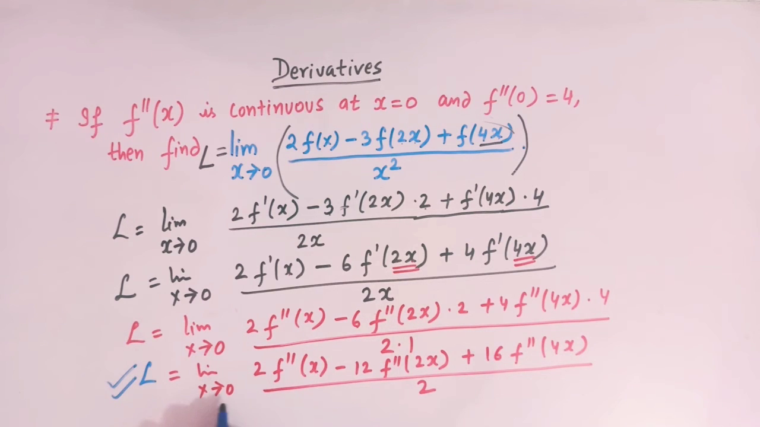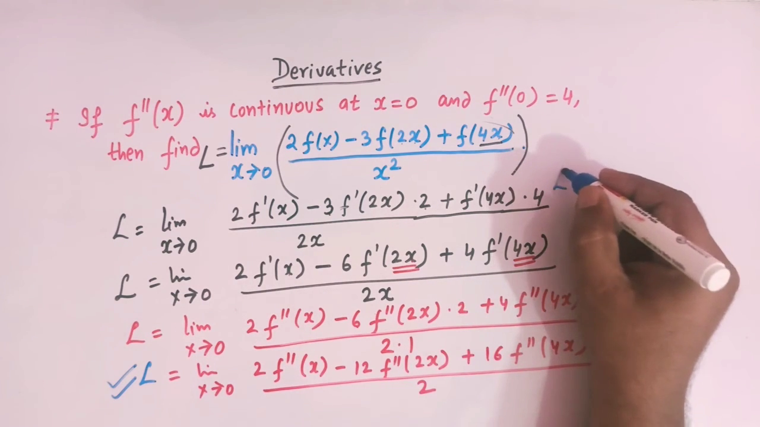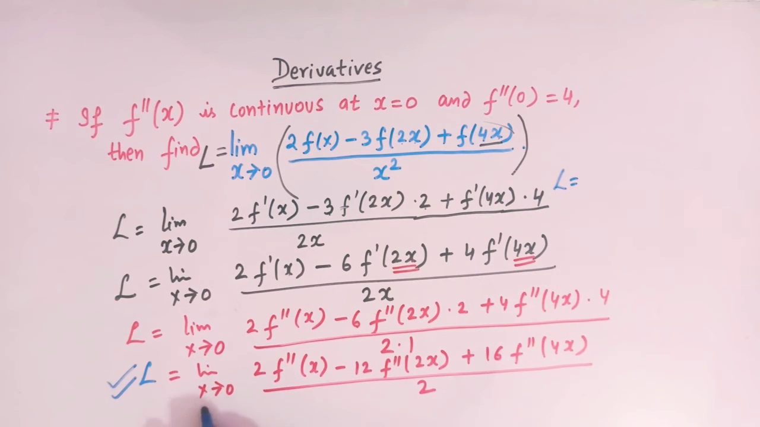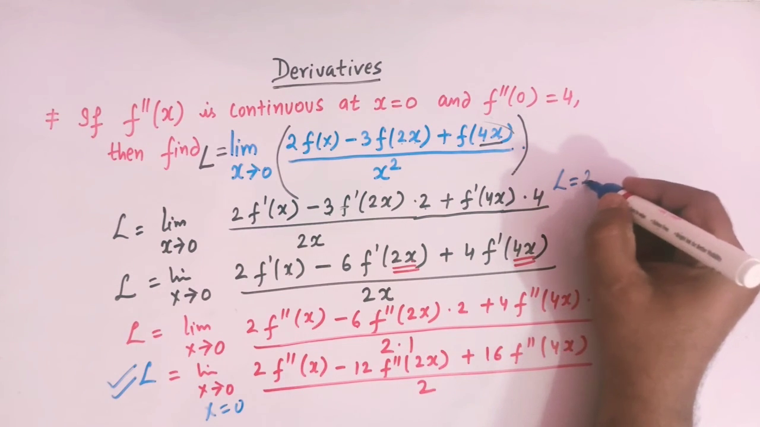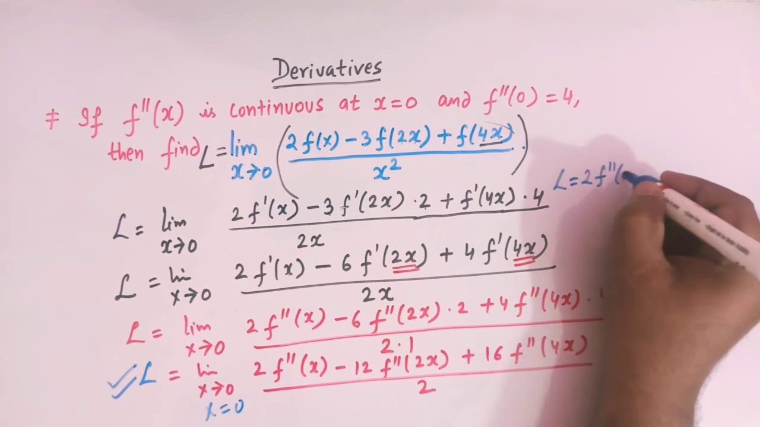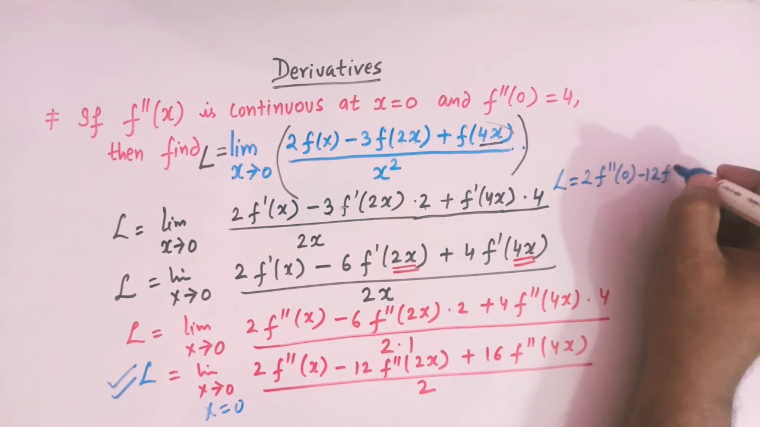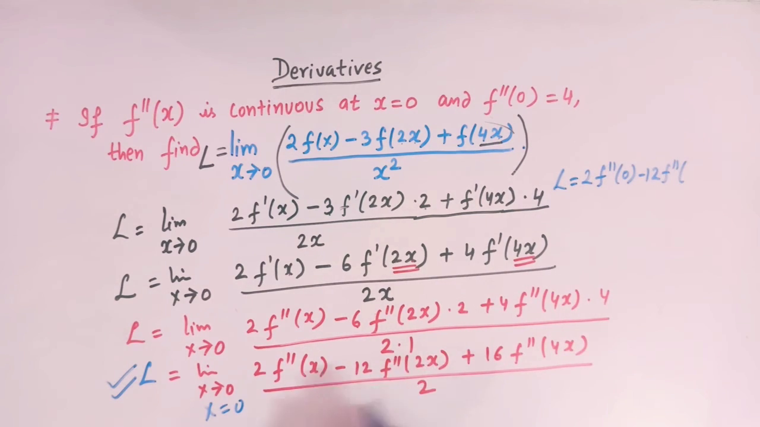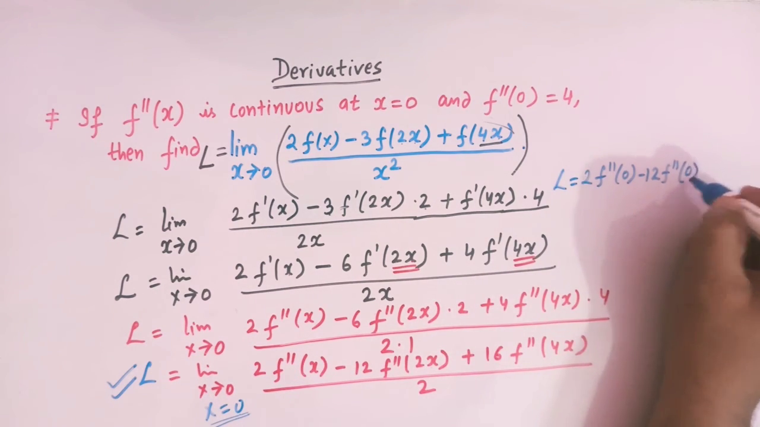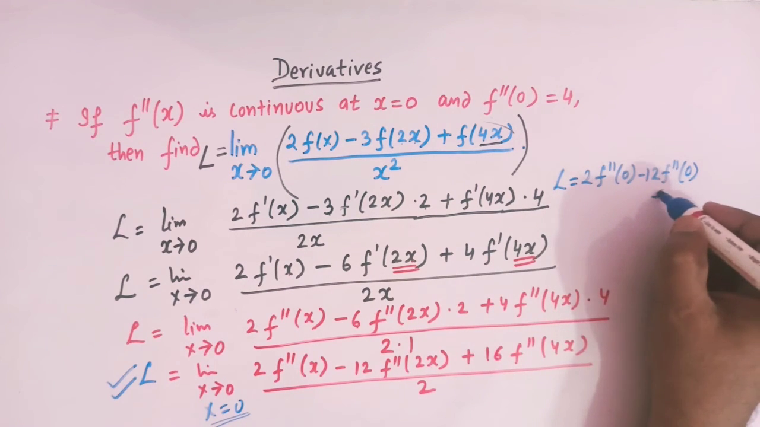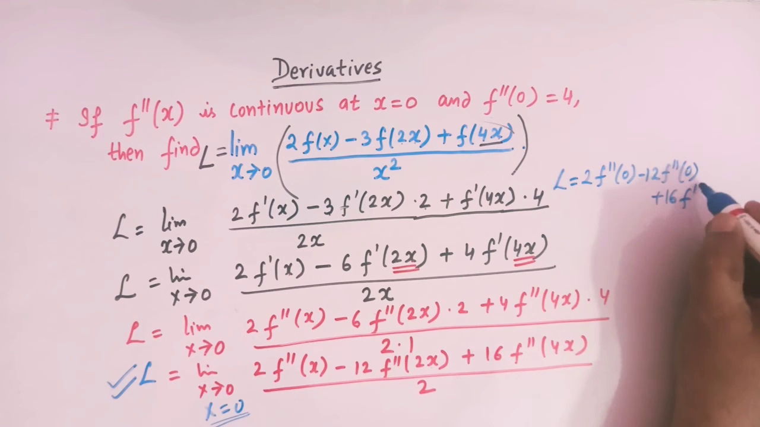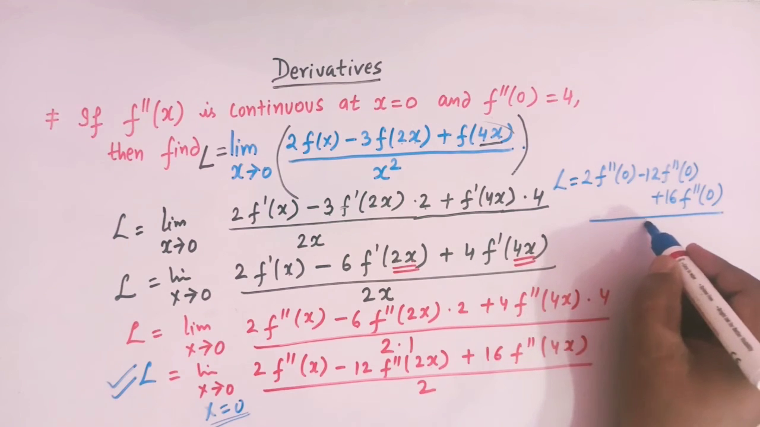So when x tends to 0, this limit L can now be written by taking x is equal to 0 in this expression. See what we get. We get 2 times f double prime of 0, then we have minus 12 times f double prime of 2 times 0, because now we are directly taking x is equal to 0. So here we have f double prime of 0, and here we have plus 16 times f double prime of 4 times 0, which is 0, and in the denominator we have 2, right?